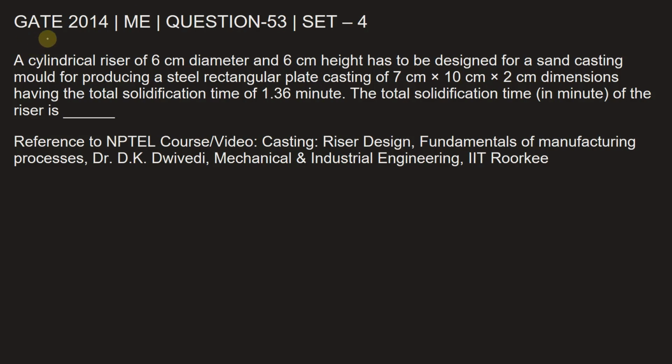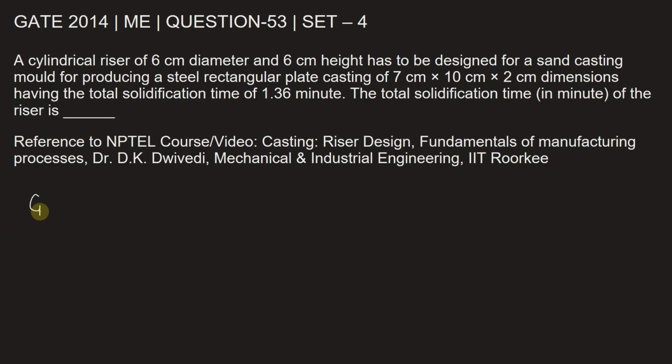This question is from GATE 2014 Mechanical Engineering paper set 4, question number 53. A cylindrical riser of 6 cm diameter and 6 cm height has to be designed for a sand casting mold for producing a steel rectangular plate casting of 7 cm by 10 cm by 2 cm dimensions, having the total solidification time of 1.36 minutes. The total solidification time in minutes of the riser is dash.